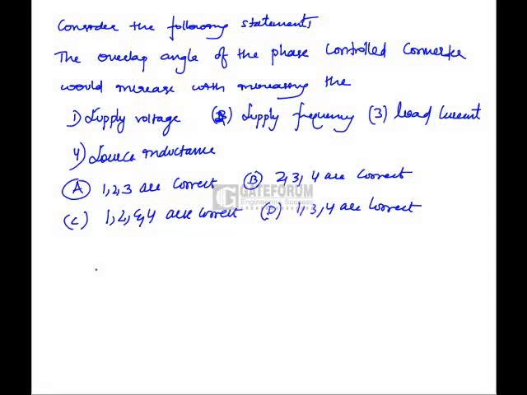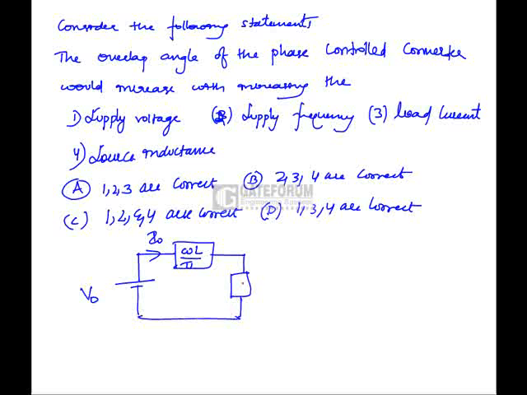The output voltage of a phase controlled converter would increase with increasing... they have given four parameters: supply voltage, supply frequency, load current, and source inductance. If you see here, we can draw the equivalent circuit. When you have source inductance, this is omega L by pi. Current flowing through this one is I naught. There is a load, and this is output voltage V naught. Now what is this omega L by pi here?